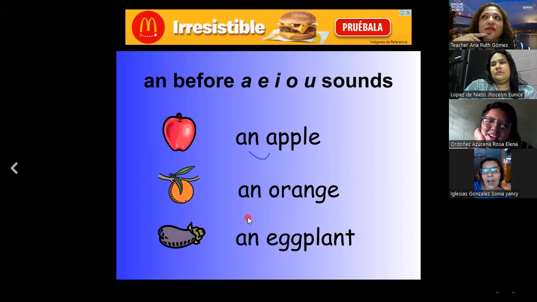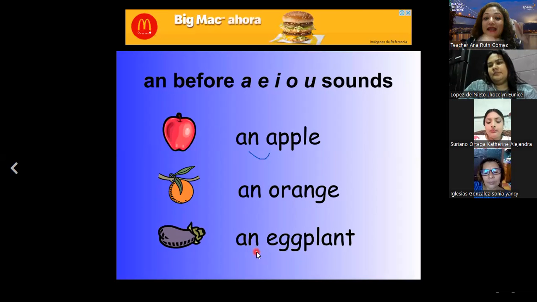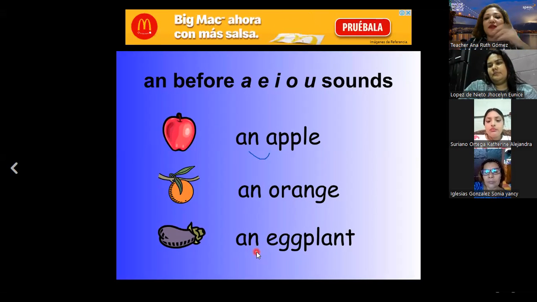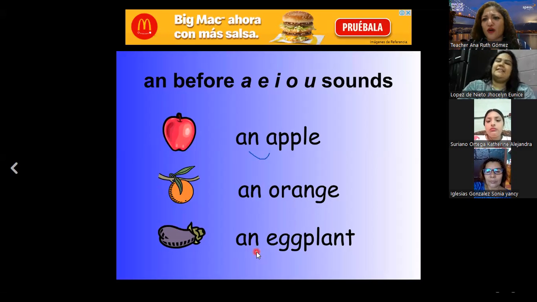An apple. An orange. An eggplant. Excellent. Very good. All right. An apple, an orange, an eggplant. Mientras más rápido lo digan, mejor. All right. An apple, an orange, an eggplant. Y póngale ahí malicia, right? An apple, an orange, and an eggplant. All right. Maliciosation. All right. Very good.